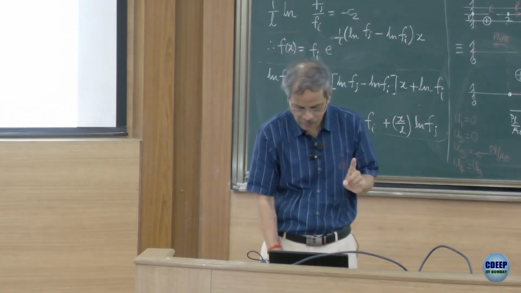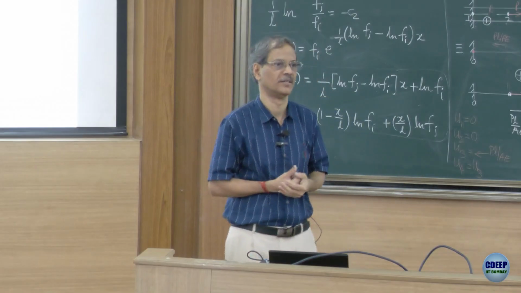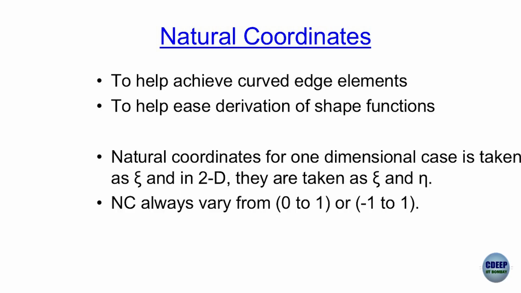How does it do that? We proposed that in those natural coordinates, for say quadrilateral elements, I have posed it as zeta eta coordinates. The parent element will be a perfect square.